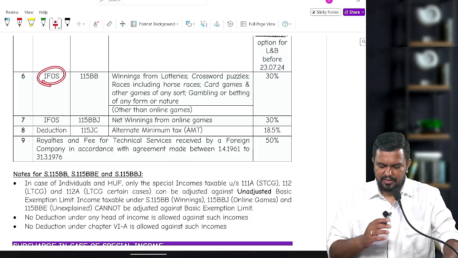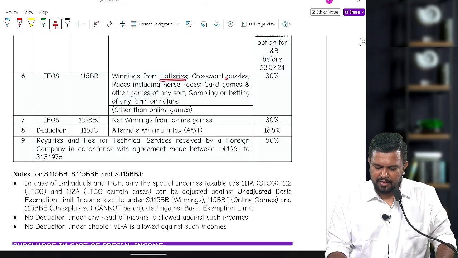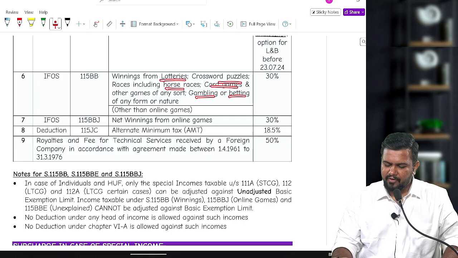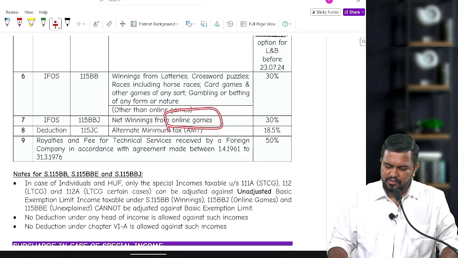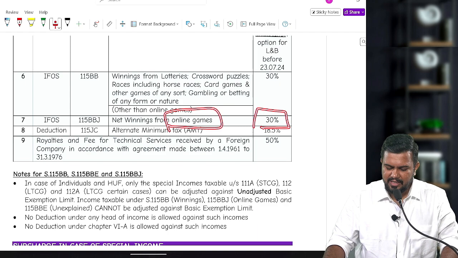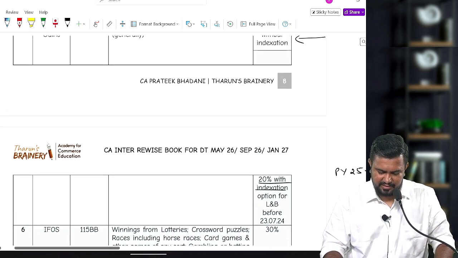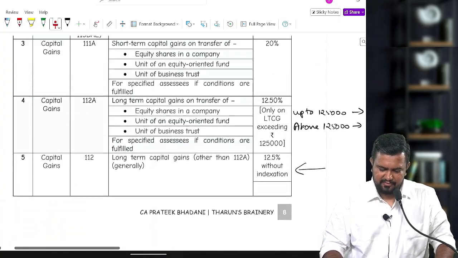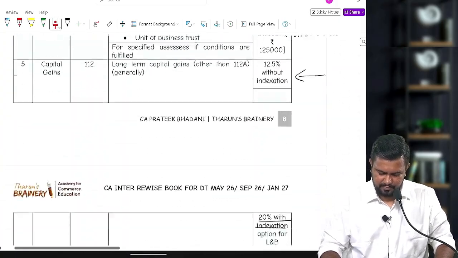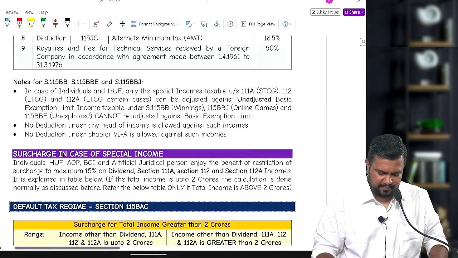Then income from other sources. Section 115BB is there for winnings from lottery, crossword puzzle, horse race, card games, gambling, betting. For that, the tax rate is 30%. And for online games also, the tax rate is 30%. Then alternate minimum tax is 18.5%. This I have given twice; here also it is given, here also it is given. Here I forgot to remove it. Then this is not that important, foreign company. Okay.